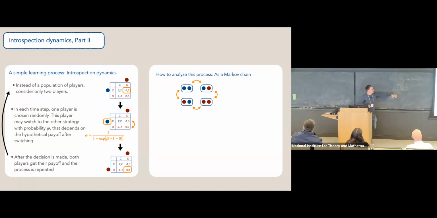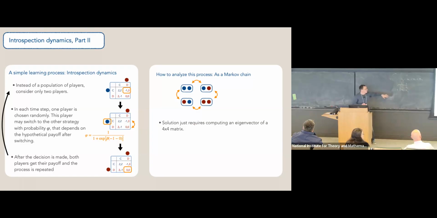What is nice about this process is that there are only 4 states. Either both players cooperate, one player defects and the other cooperates, or both players defect. For example, if both players cooperate, I can calculate pretty exactly the likelihood that I end up here. It needs to be the case that player 1 is chosen for an update, and that player 1 finds it worthwhile to update. So I end up with a 4x4 Markov chain.